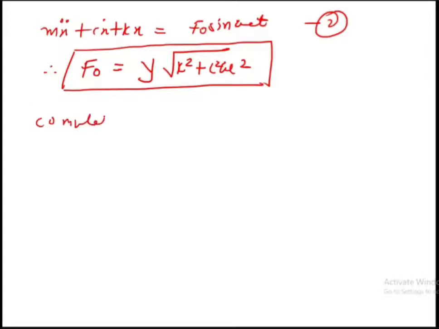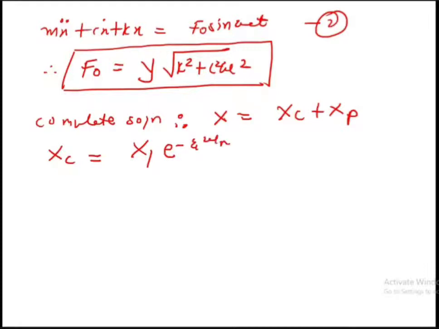This is a regular procedure. What is the complete solution? x is equal to xc plus xp. You know what xp and xc are. xc is the complementary function. We assume the complementary function for the free damped case, that is, the underdamped condition. So x is equal to X1 into e raised to minus zeta omega n t, into sin of omega d t plus phi 1. This is what we are considering.